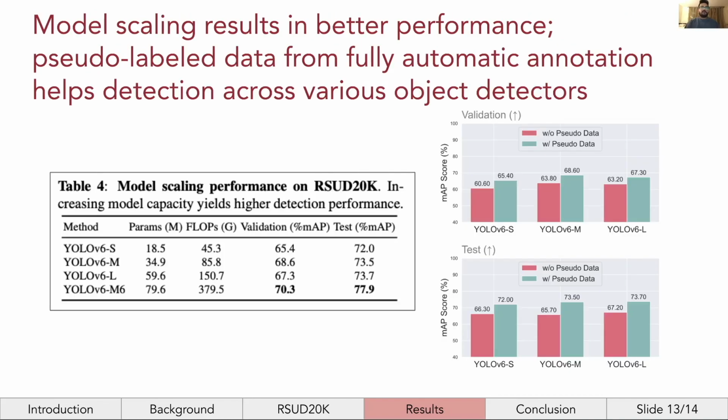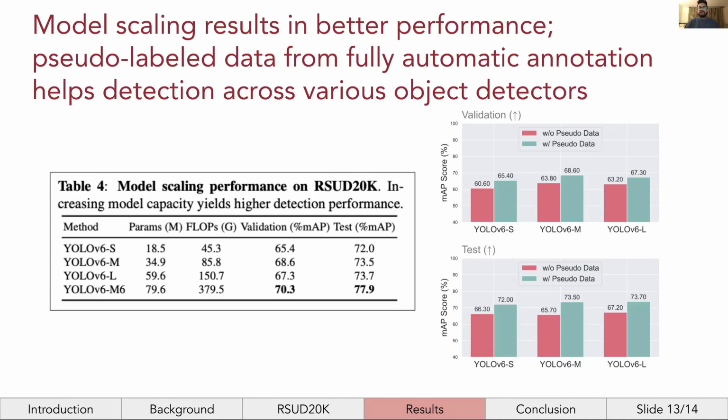We also found that model scaling results in better performance. On the left, we can see a table which basically shows that whenever we scale an object detection model, it tends to produce better results in terms of predictive accuracy on RSUD20K.